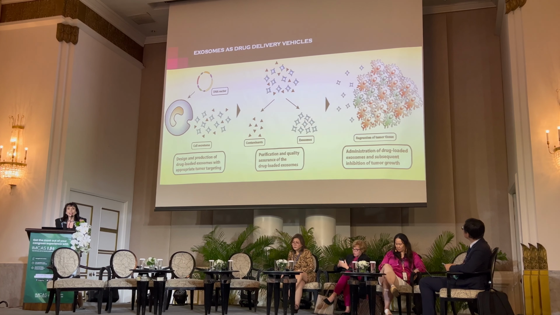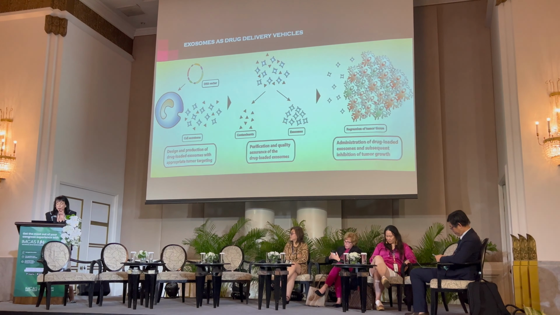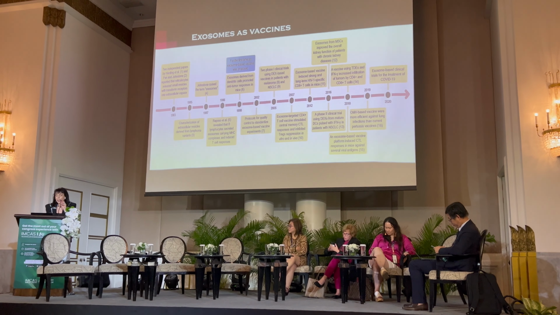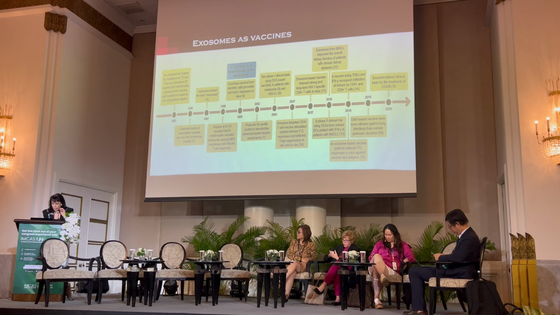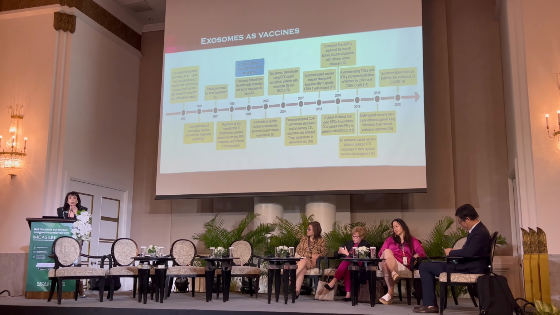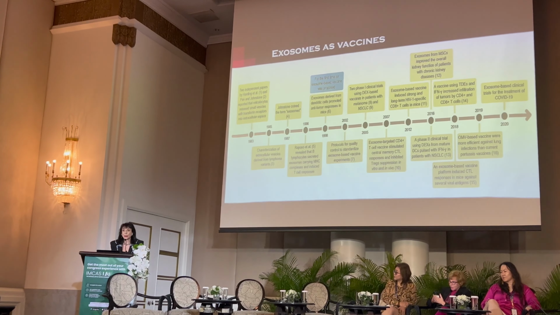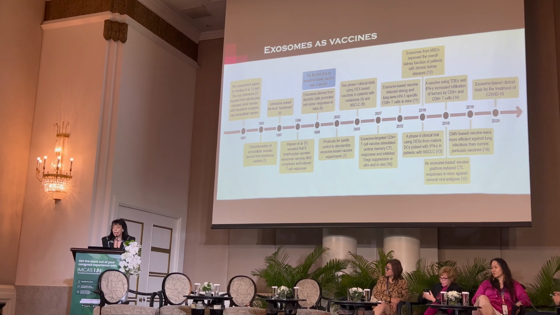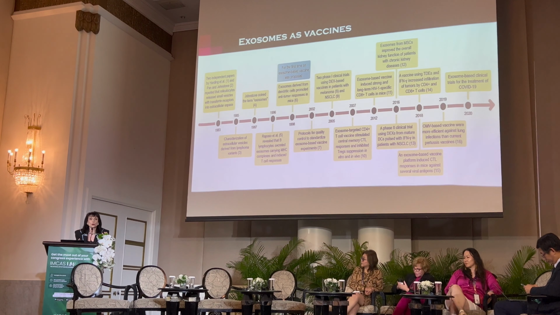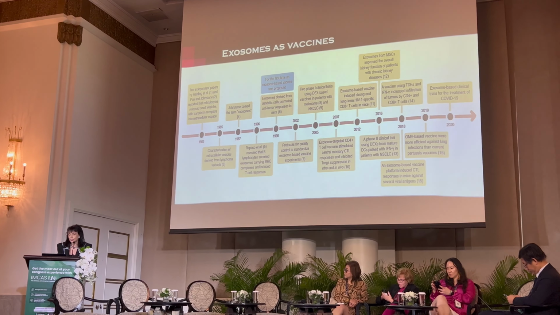So exosomes have been used as a drug delivery vesicle, and they have actually been used very, very successfully as vaccines. The first was in 1996, the first time that they found the exosome as a vaccine, and since then it has been used for the recovery and repair of different vital organs, and also even for COVID-19, to deliver a vaccination against different antigens.